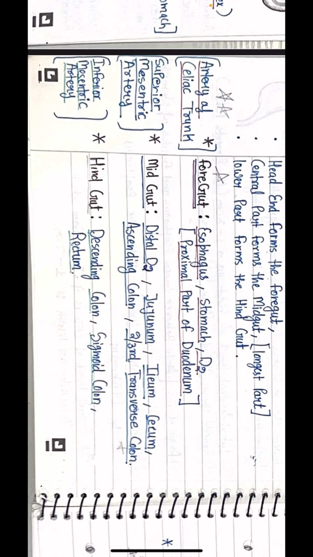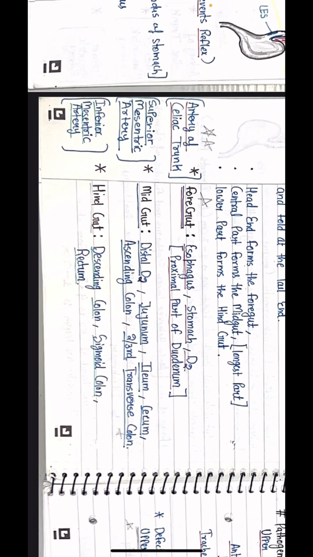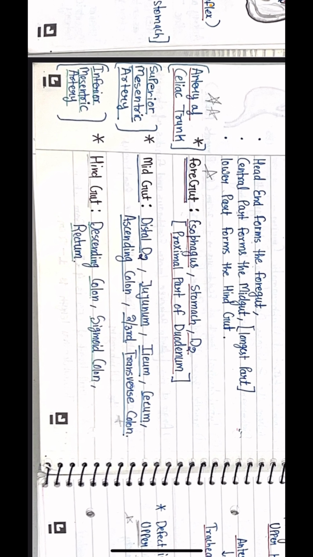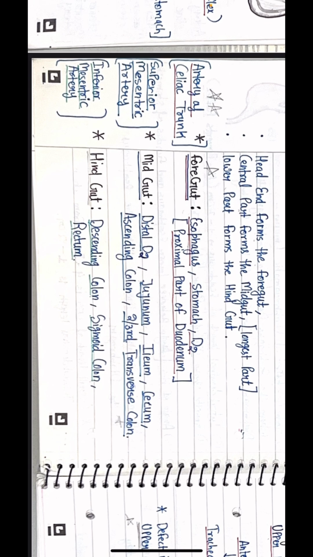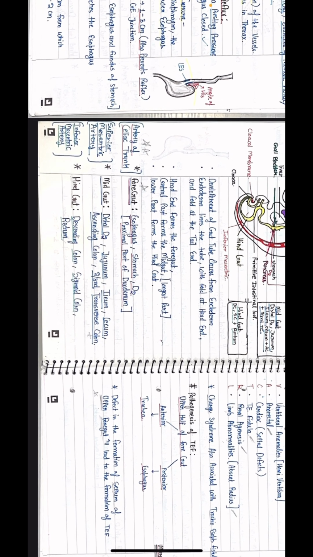So let's see the blood supply of these guts. Don't worry, it will be easy, nothing is difficult in this portion. The foregut is supplied by the celiac trunk, and arteries will get easier for you as we get to the other parts. In the beginning it may look a little difficult, but by the end of the abdominal portion you will be able to remember all the arteries. Just remember that the midgut is supplied by the superior mesenteric artery, and the hindgut is supplied by the inferior mesenteric artery, and they are branches of the aorta. So remember: foregut by the celiac trunk, midgut by the superior mesenteric artery, hindgut by the inferior mesenteric artery.